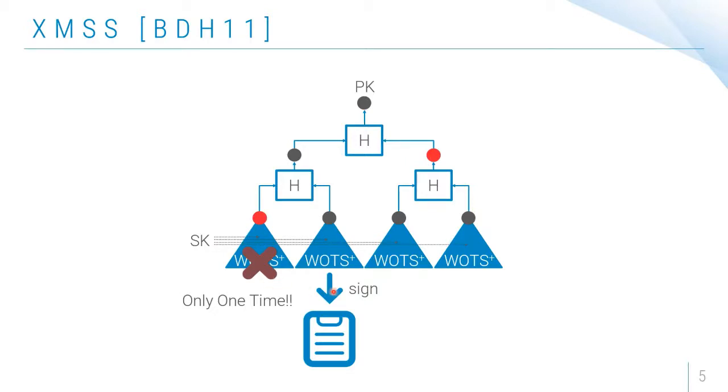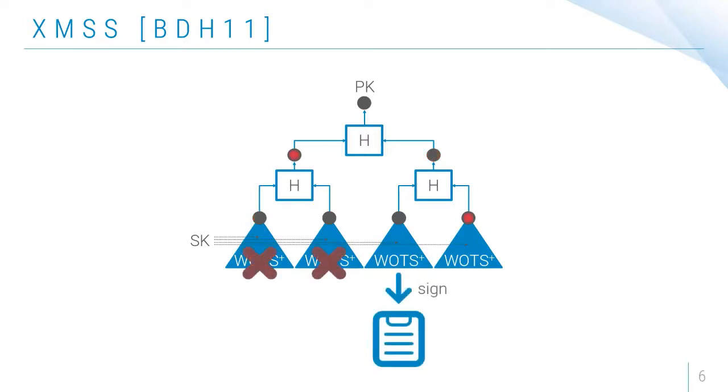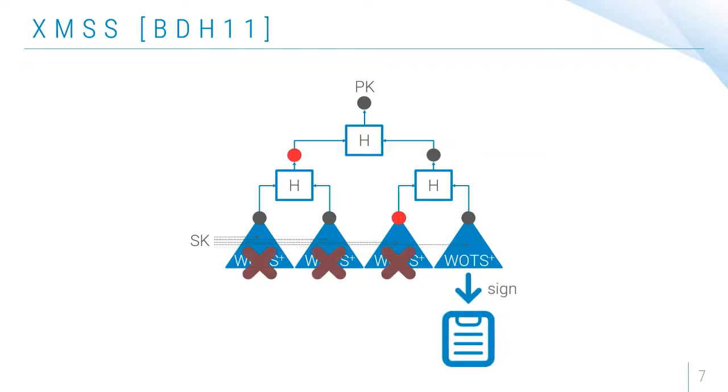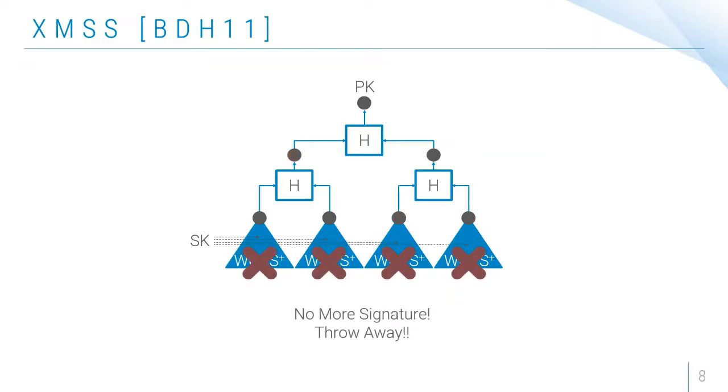Next time, this WOTS+ is used to sign a message. And as you notice, the position of the authentication path has changed a little bit. And it signs again. And signs again. And finally all signatures have been generated and there are no more signatures, and we should throw this key pair away.